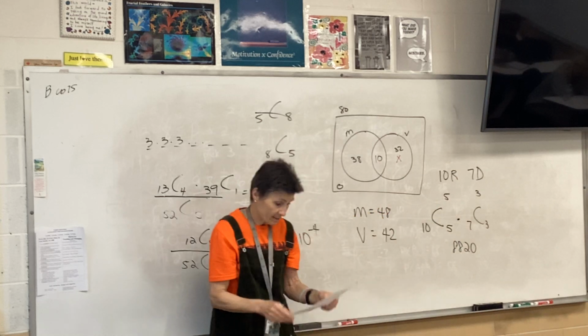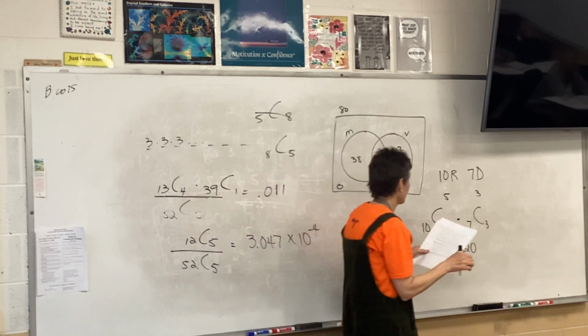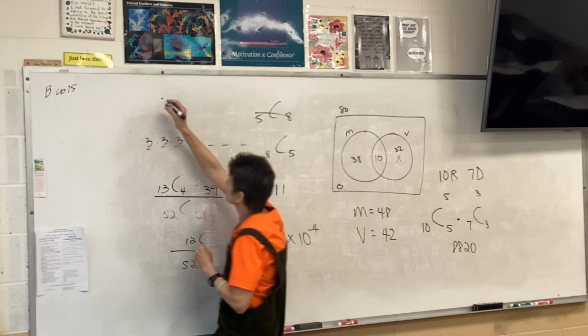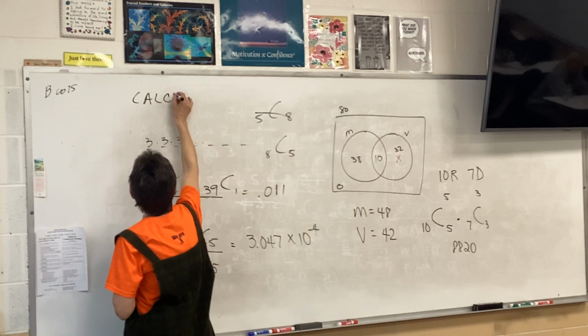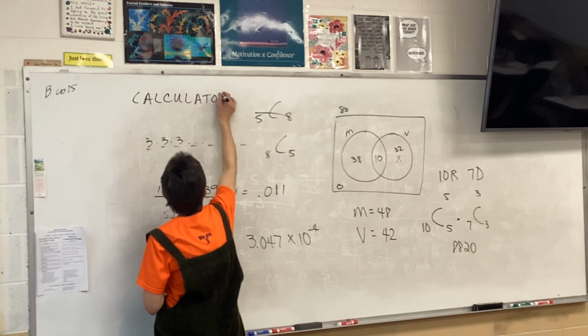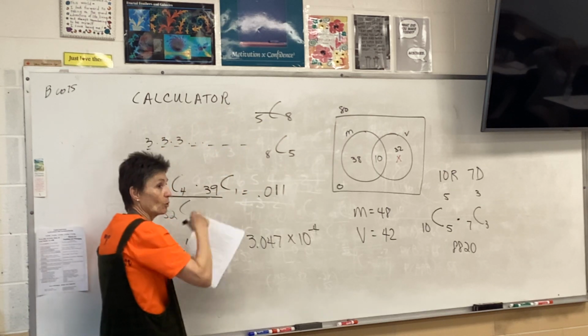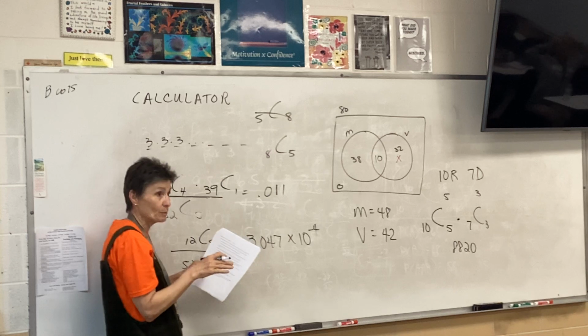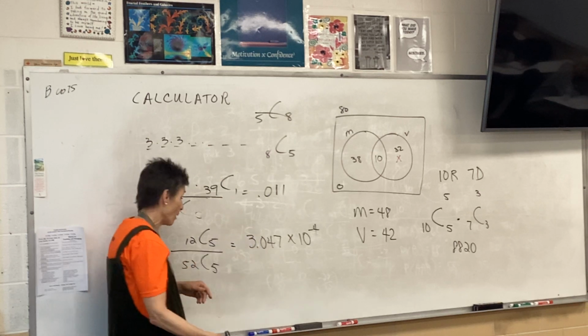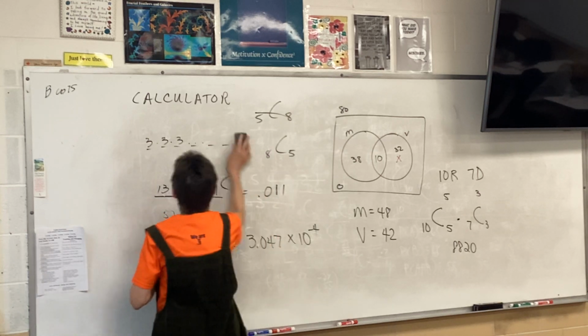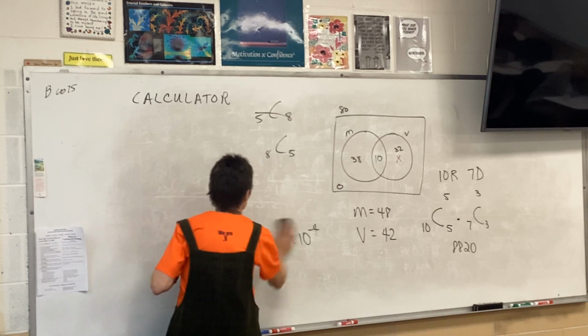All right, what's next? How many 10-letter words can be formed from the word calculator? 1, 2, 3, 4, 5, 6, 7, 8, 9, 10, right? I told you in the problem that even if I didn't, you would count up the letters. So how do we start? 10 factorial.